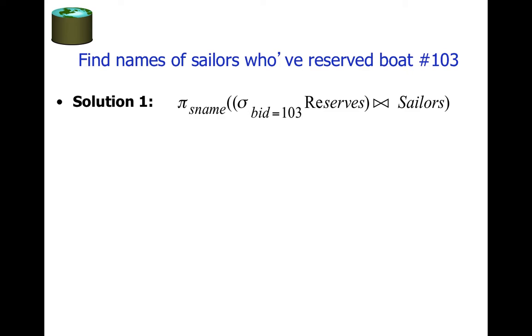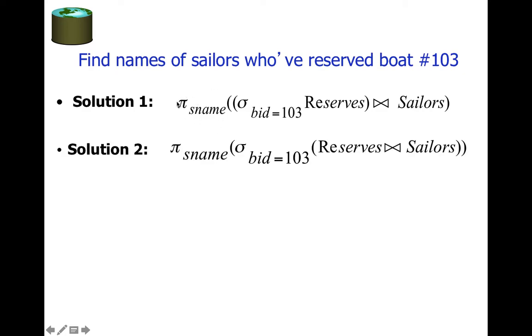Usually we do this first: select from reserves where BID equals 103. So we select from reserves only the boats that have 103. You select it from reserves and you join it with sailors. And remember, this is the natural join, which means only the sailors of boat 103 are going to be joined with sailors. And then, finally, we project only the sname of those people.